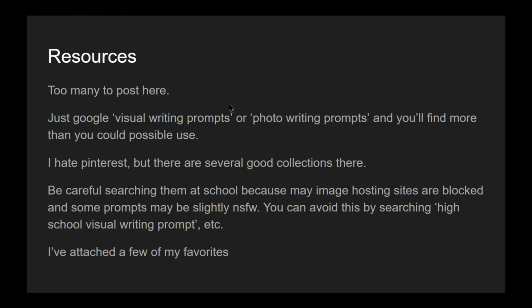Resources, there's tons of these out there. You can Google visual writing prompts or photo writing prompts, and you're going to come up with page after page after page. I really dislike Pinterest, but there are some good Pinterest collections out there of visual writing prompts. You may want to be careful, just a caveat here, not to search these up at school, because some of the writing prompts and collections are not safe for work, and I don't want to get anybody in trouble. You can kind of avoid this by putting in keyword modifiers like high school visual writing prompts. But again, I don't want anybody getting in trouble because of this.